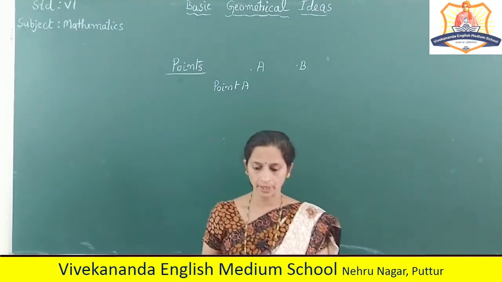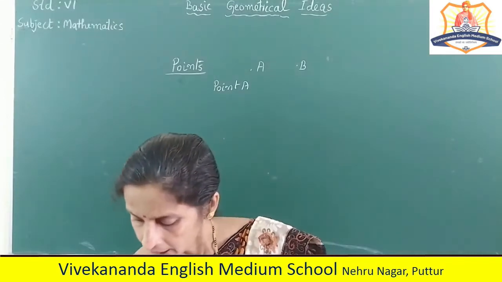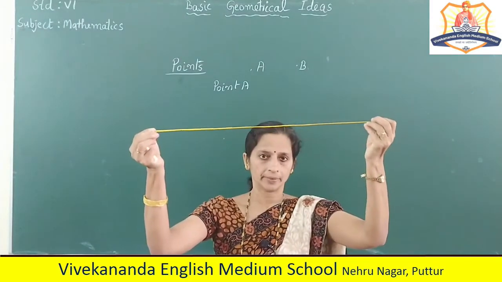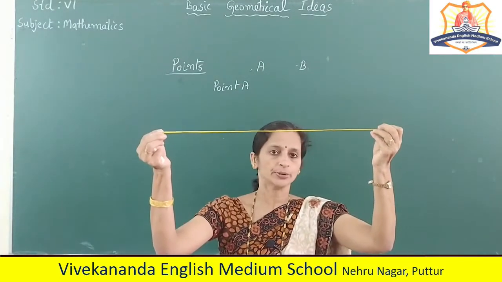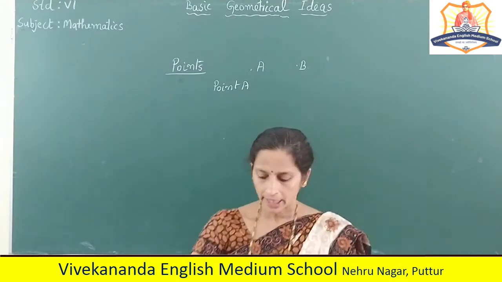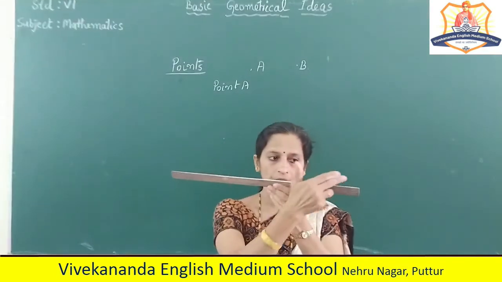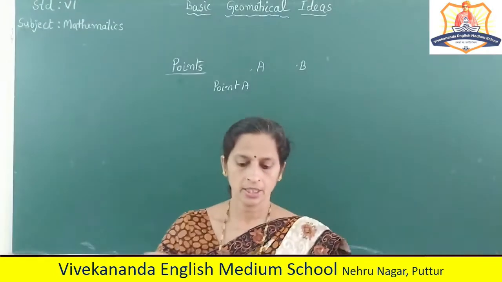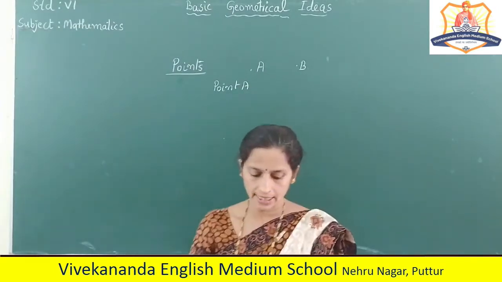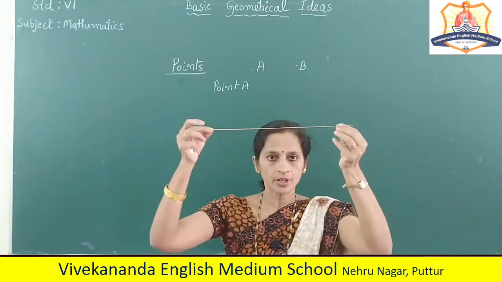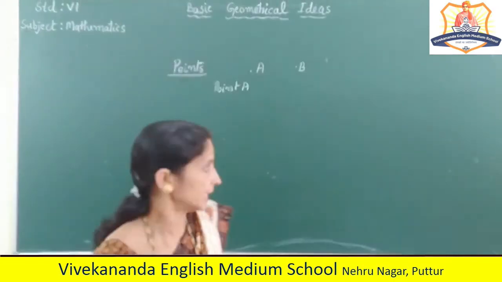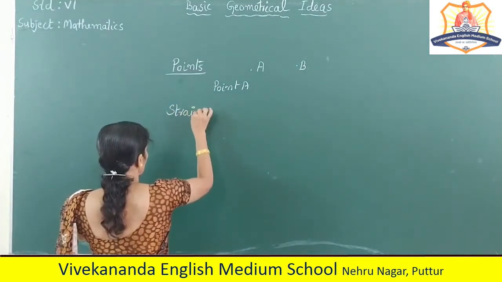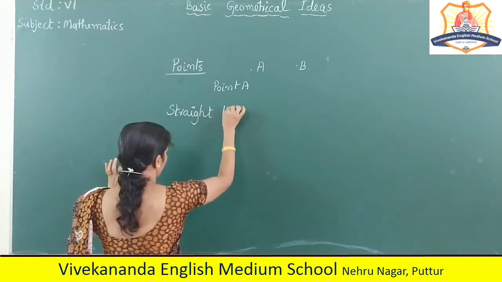Now the next one is a line, or straight line. Here you can see the stretched wire, and this stretched wire shows you that it is a straight line. Even the edge of this scale is also a straight line. The edge of this book is also a straight line. This edge is also a straight line. Even this stick is also a straight line. So what is a straight line? Now we are going to see about the straight line, or we can say it as line also.